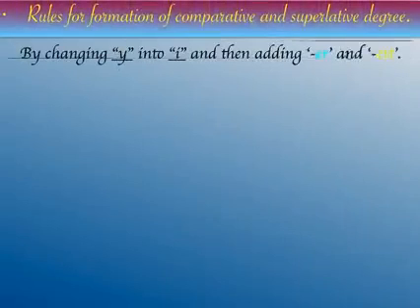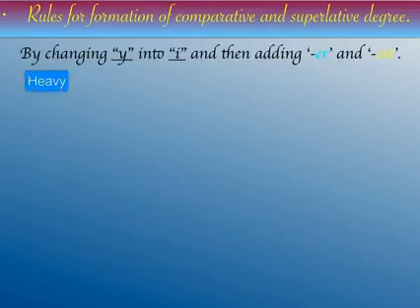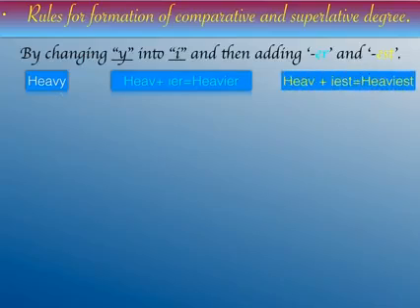Now let's learn rule number 4. So over here, the rule number 4 says that we can change the positive degree to comparative and superlative by changing the letter Y into I and then adding ER and EST. For example, heavy. In this word, there is Y at the end and so we would be changing it into I and then adding ER to form comparative degree of adjective, that is heavier. And when we add IEST after replacing Y, then we get superlative degree, that is heaviest.